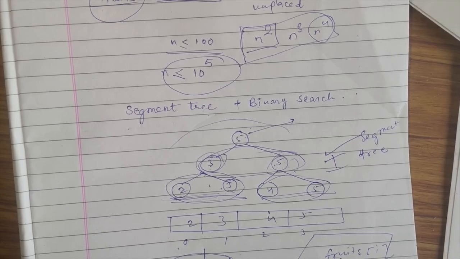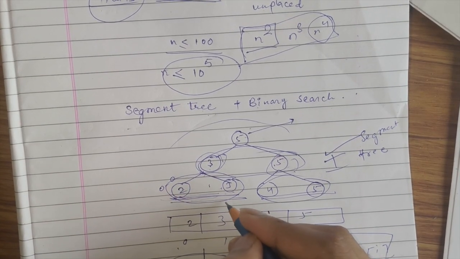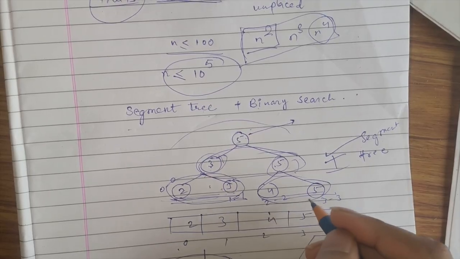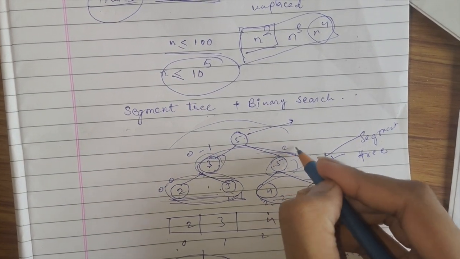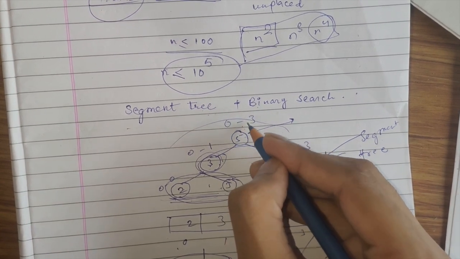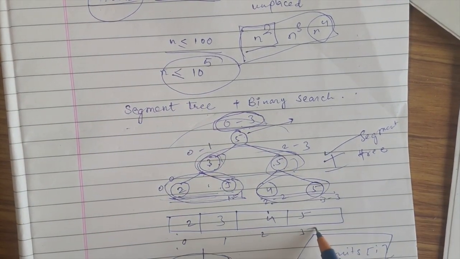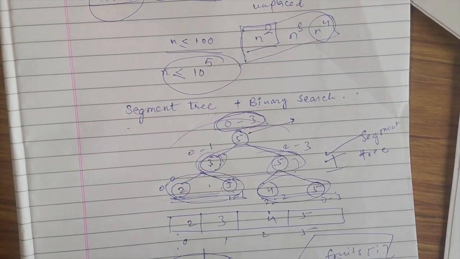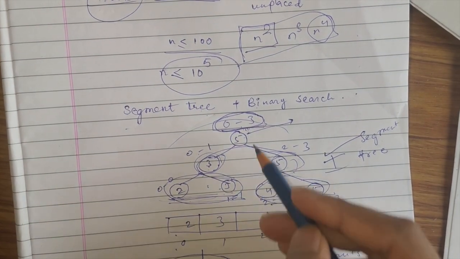If I have to check the range 0 to 1: this is the 0 to 0 range, this is the 1 to 1 range, this is 2 to 2, and 3 to 3. This one is the 0 to 1 range, this is the 2 to 3 range, and this is the 0 to 3 range. So we get the total range of the baskets, 0 to 3, here, and we have to check which is the maximum in 0 to 1. So we'll go from top to bottom and check for the range.